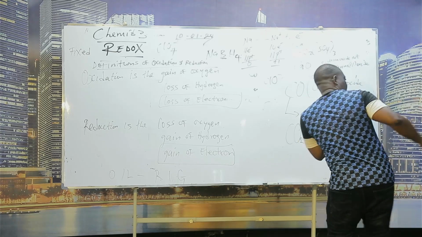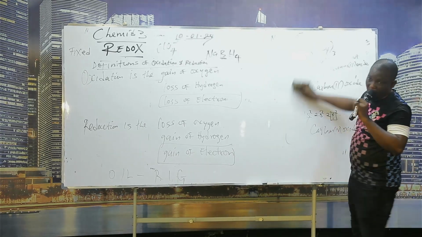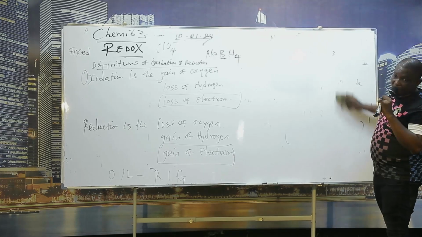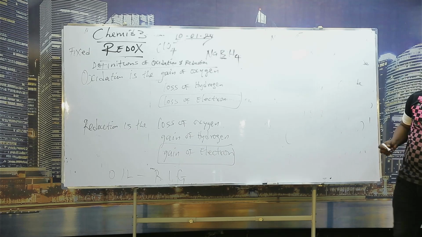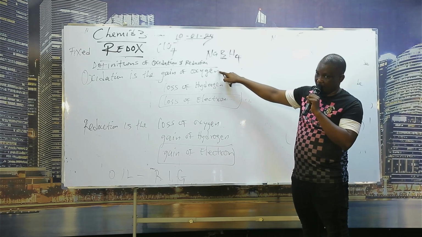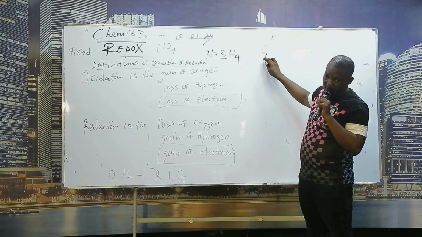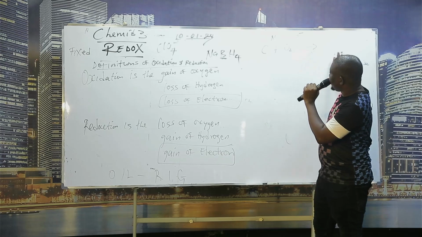Okay, now let me do this before my time is up. It's very important. Let me prove all these definitions. I'm going back to the rules again. Maybe you don't understand the rule. This is the time to understand it now. I want to demonstrate why this is gain of oxygen. This is carbon, isn't it? And I combine it, it gains oxygen. It then turns into what?